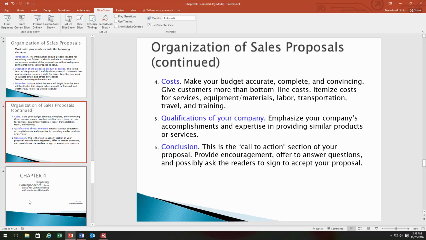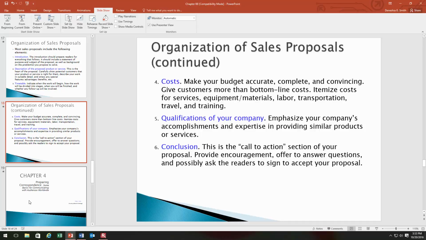Qualifications of your company. So this kind of goes back to that trustworthiness factor. You want to emphasize your company's accomplishments and expertise in providing similar products or services. You want to emphasize that your company is the right company, prepared to get the work done.